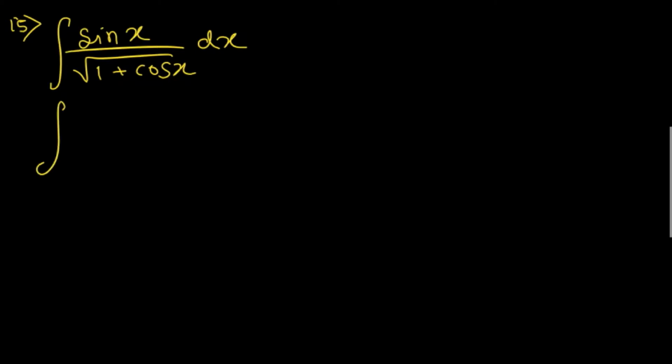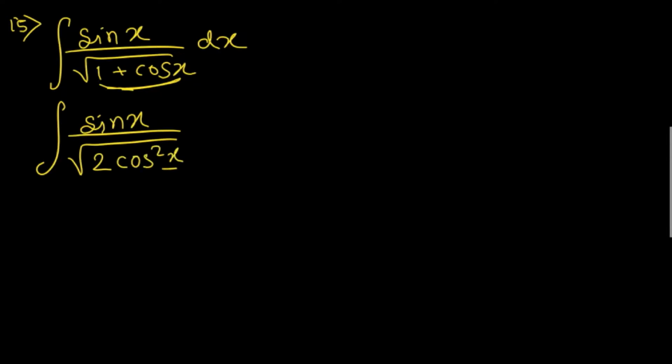Integration of sin x by root 1 plus cos x dx. So for 1 plus cos x, we can apply the submultiple angle formulas of trigonometric identities, and 1 plus cos x gives 2 cos square x by 2. So we get root over 2 cos square x by 2.